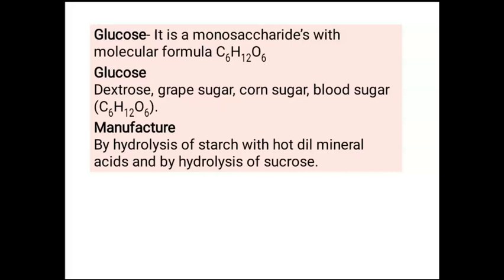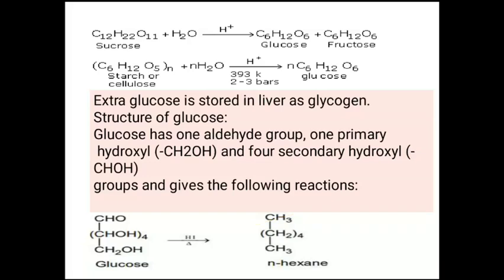So how to synthesize, how to manufacture? It is manufactured from sucrose as well as from starch. Number 1 is from sucrose. The hydrolysis of sucrose in the presence of acid gives glucose and fructose, an equimolar mixture of glucose and fructose. Whereas when we prepare it from starch or cellulose, then on hydrolysis at 393 Kelvin, 2 to 3 atmospheric pressure, it gives glucose. Now glucose in our body gets stored as glycogen.